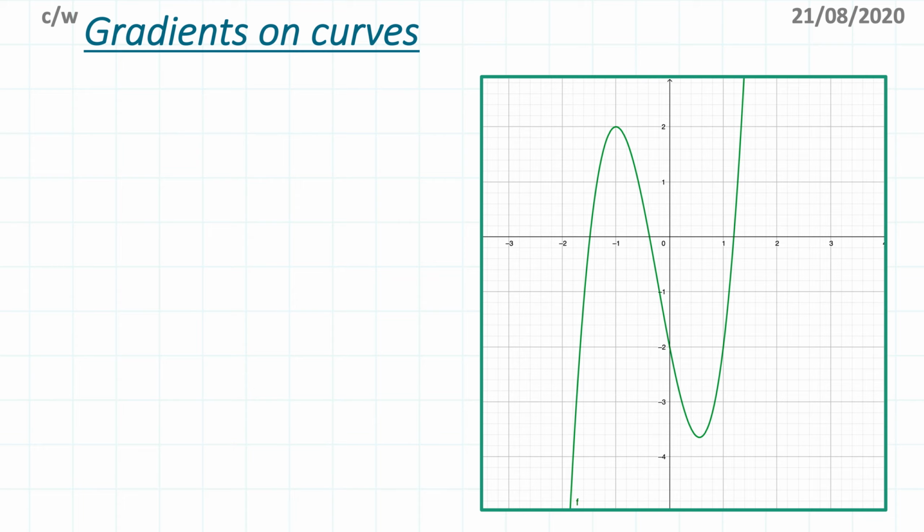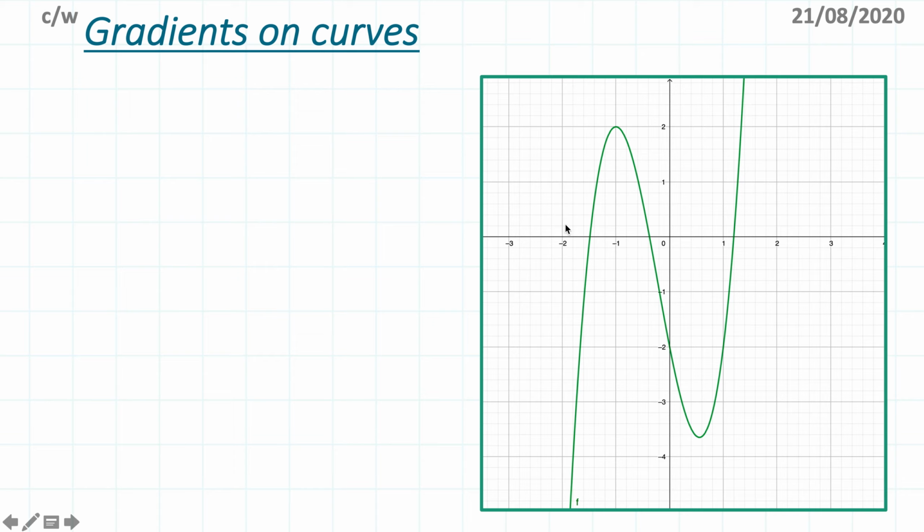When asked to find the gradient of a line, you can easily pick any 2 points and then use the gradient formula, which is y2 minus y1 over x2 minus x1. So that's good for straight lines. But what if you have curves? And hopefully you can see that the gradient will intuitively just change.